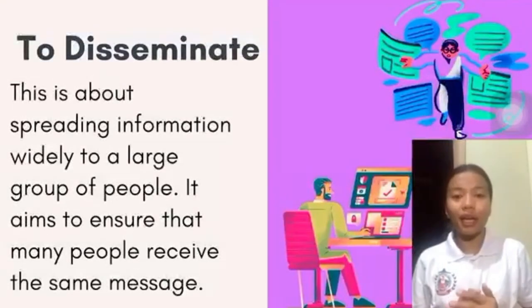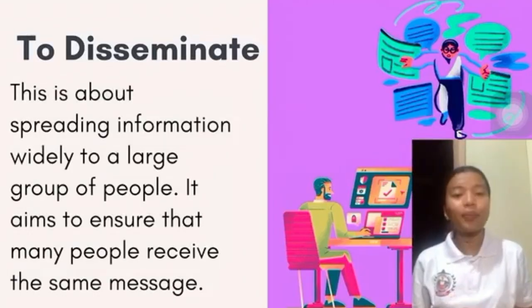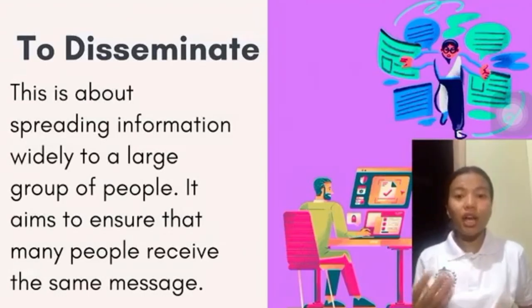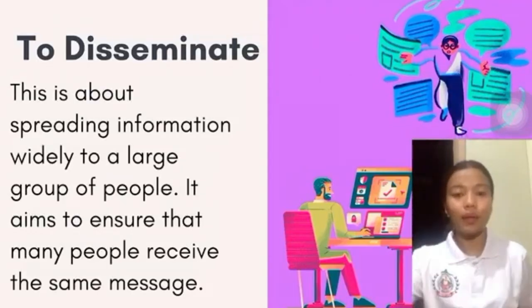Next, we have to disseminate. This is about spreading information widely to a large group of people. It aims to ensure that many people receive the same message. This means to spread information widely to a large number of people. It's like scattering seeds so they grow everywhere. The goal is to make sure that many people receive the same information. In other words, you can share information with a lot of people at once.